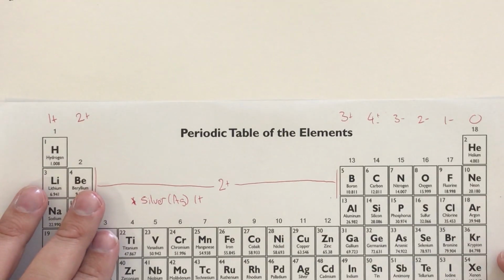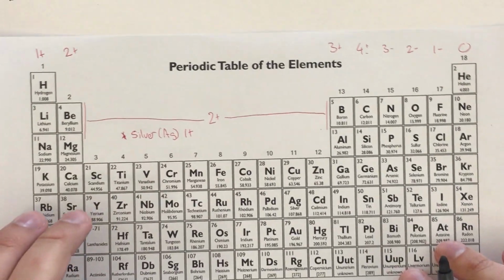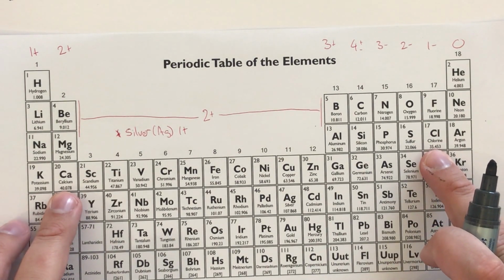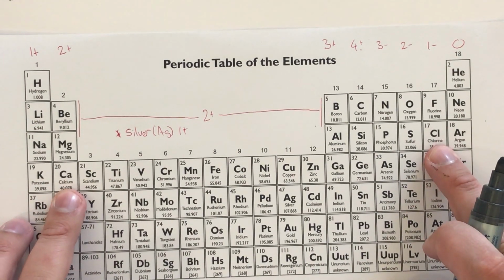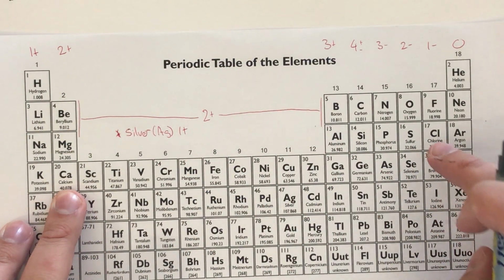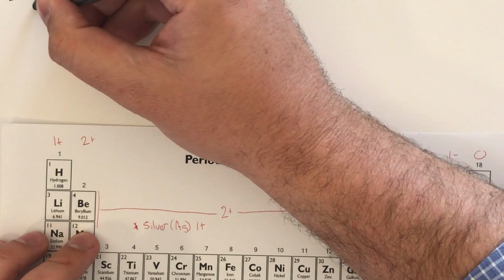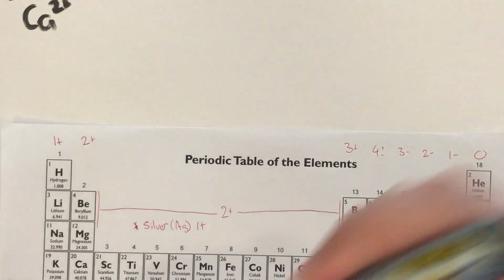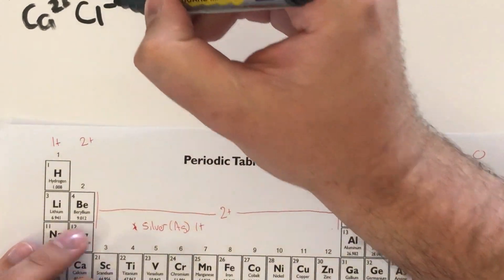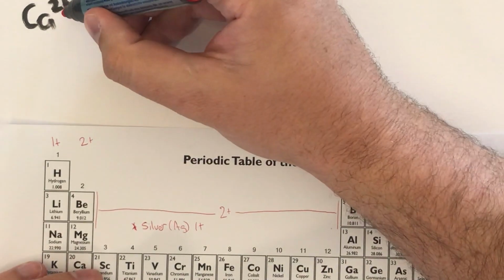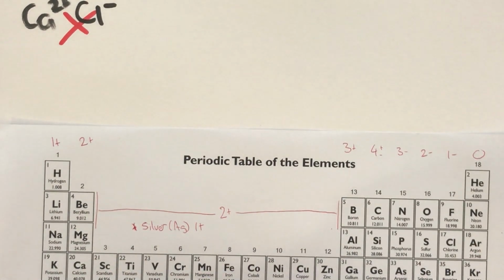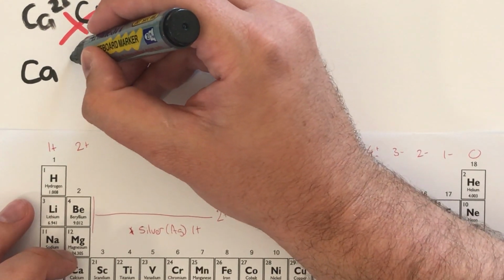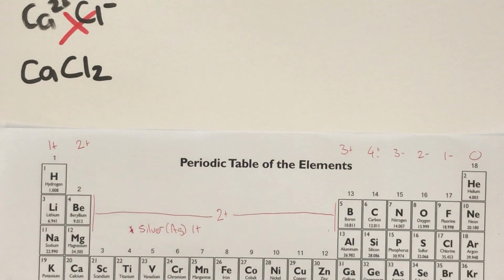Chemical formulas first. So we have calcium chloride. Now this is quite an easy one. Calcium on our periodic table and chloride on our periodic table. Calcium chloride. Calcium is a 2+, chloride is a 1-. So let's go calcium 2+, and chlorine is a 1-. Now we can do our swap and drop here so that we know for every calcium we have, we also need to have 2 chlorines, or 2 chlorides in this case.